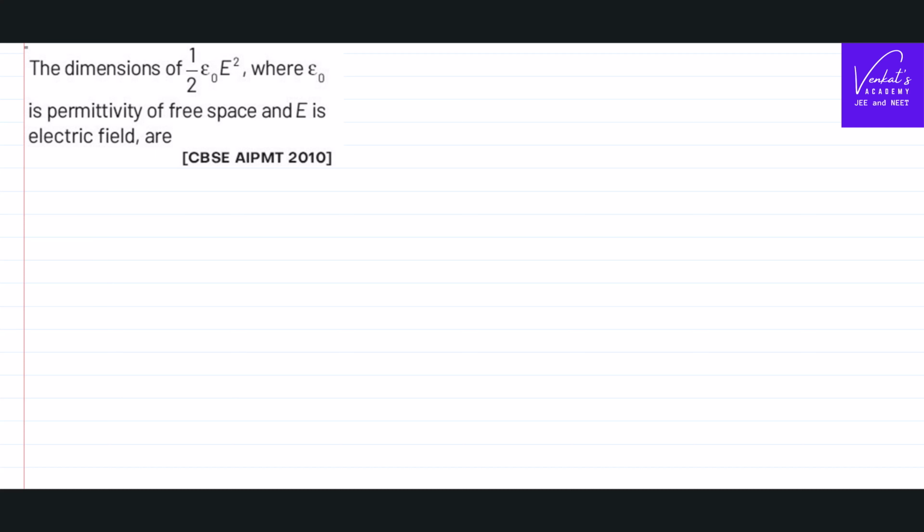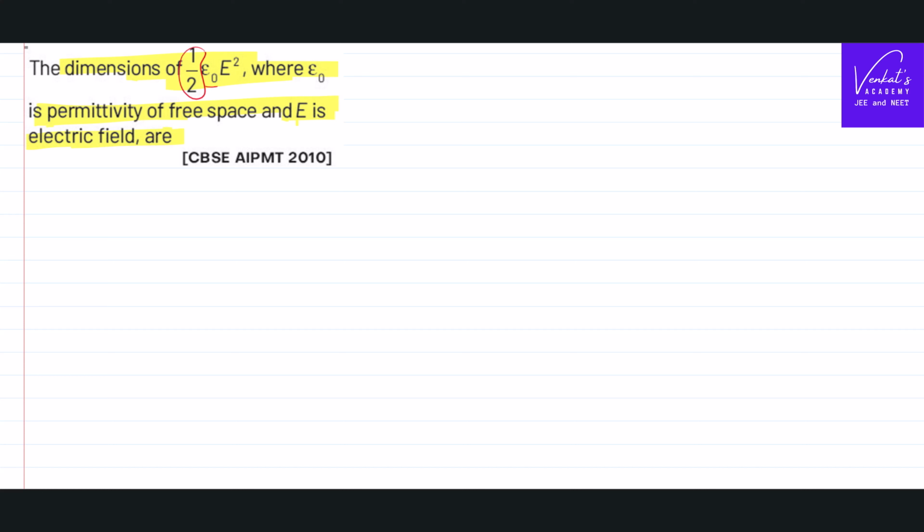In this video, we need to find the dimensions of half epsilon naught E square, where epsilon naught is the permittivity of free space and E is the intensity of the electric field, right? So, to find the dimensions of the whole physical quantity, I need to know the dimensions of each of the terms, right? Here, first of all, half is a number which won't have any dimensions. I need not worry, it's a number.